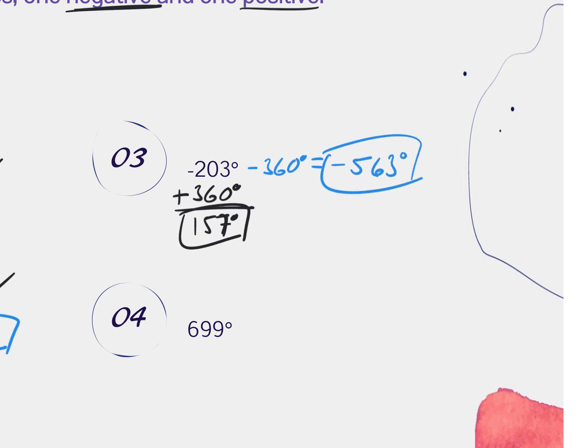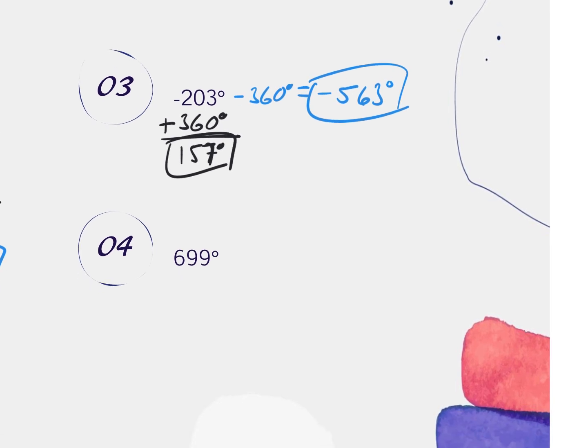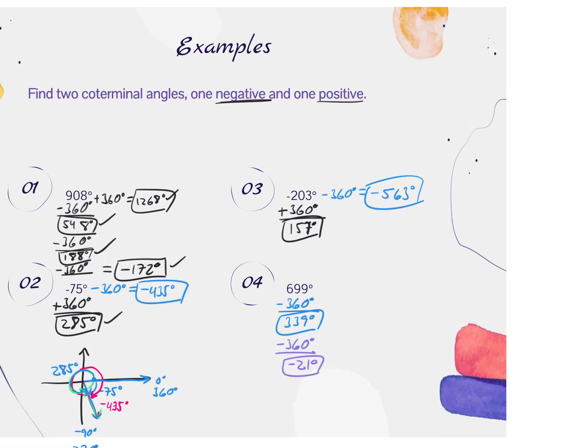And now this last one, 699, again, it's already positive, so you could add if you wanted to. I want to go backwards because I also want to find a negative one. So I'm going to subtract 360 degrees, and that's going to get us 339. That's a positive coterminal, and then I want a negative, so I'm going to go backwards again. So I'm going to minus 360 from here, and then you should end up with negative 21 degrees. And there's our negative coterminal angle.